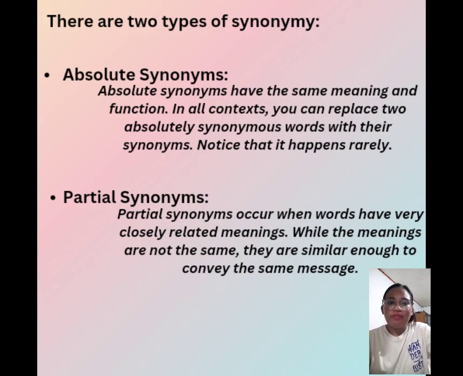There are two types of synonymy. Absolute synonyms. Absolute synonyms have the same meaning and function. In all contexts, you can replace two absolute synonymous words with each other. Notice that it happens rarely. The second one is partial synonyms. Partial synonyms occur when words have very closely related meanings. While the meanings are not the same, they are similar enough to convey the same message.